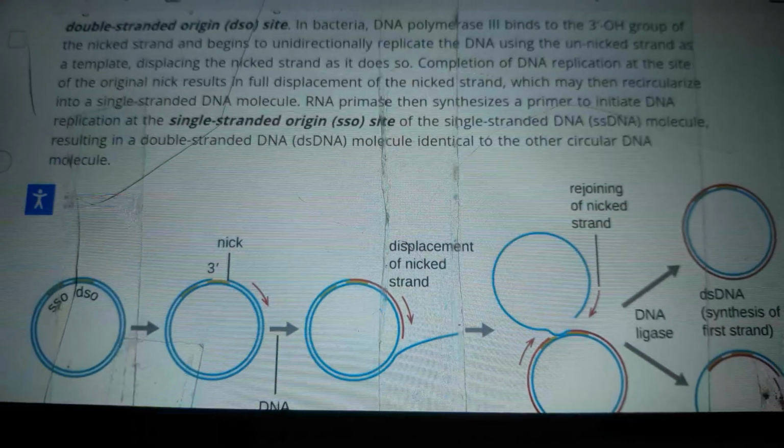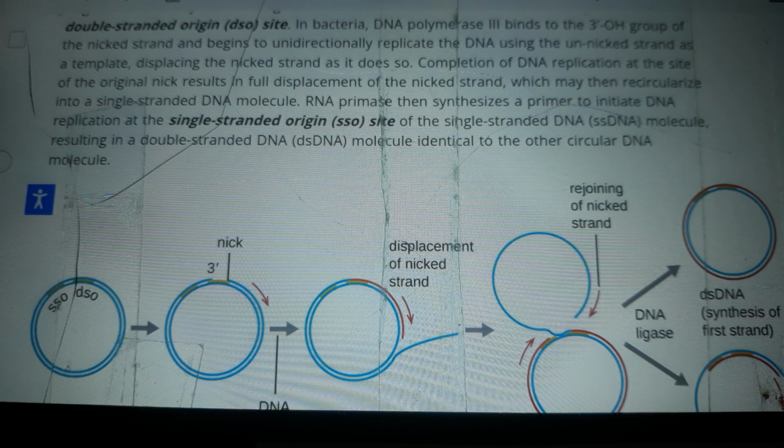In bacteria, DNA polymerase 3 binds to the 3'-OH group of the nicked strand and begins to unidirectionally replicate the DNA, using the unnicked strand as a template, displacing the nicked strand as it does so. Completion of DNA replication at the site of the original nick results in a full displacement of the nicked strand, which may then circularize into a single-stranded DNA molecule.